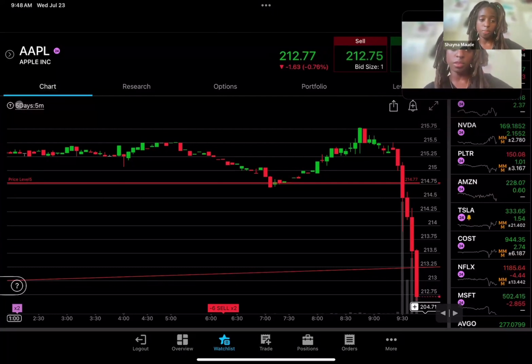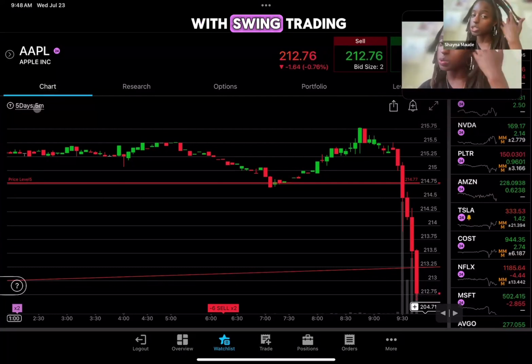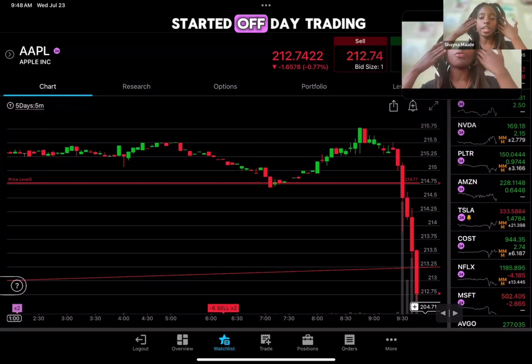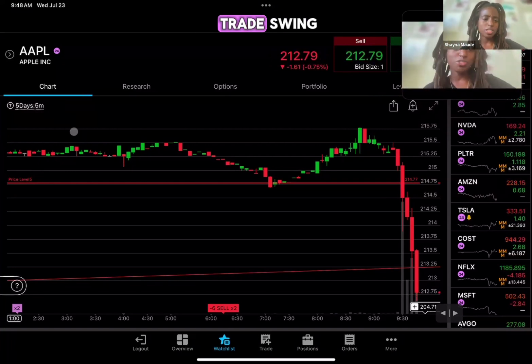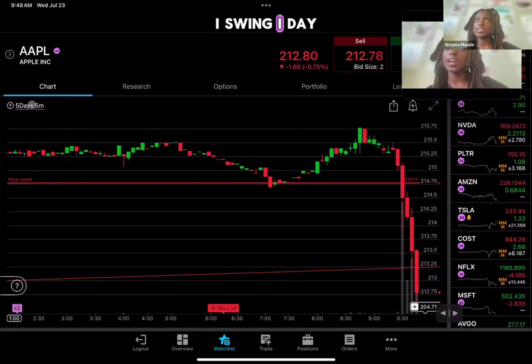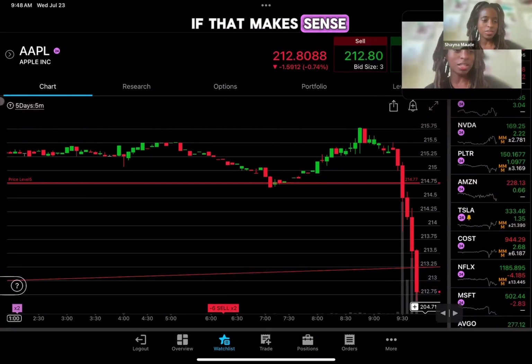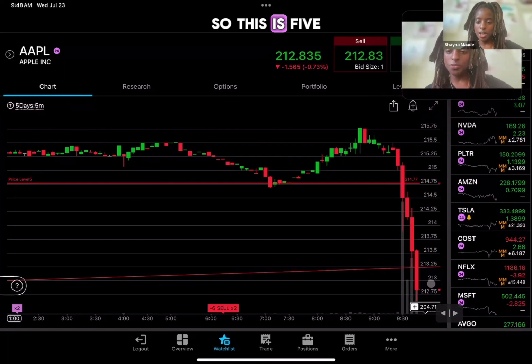Now you don't have to be like this with swing trading, but I started off day trading, so I still have the day trading mentality. So I like day trade swing. I day trade my swing trades, if that makes sense. This is the 5-minute chart. So this is 5-minute candles.